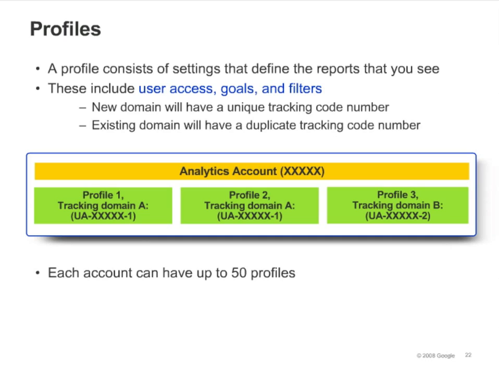Now you may wonder, why would I create duplicate profiles? You might want to apply filters to your duplicate profile so that it contains a subset of data. So for example, you might filter the data in profile 2 so that it only includes AdWords visitors to domain A. In addition, you might want to give certain users access only to profile 2. This has the effect of only allowing these users to see AdWords traffic to domain A.